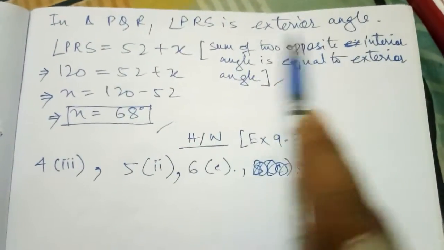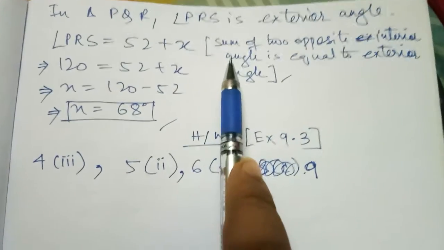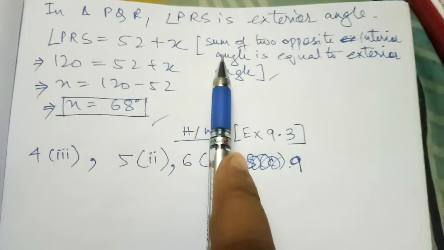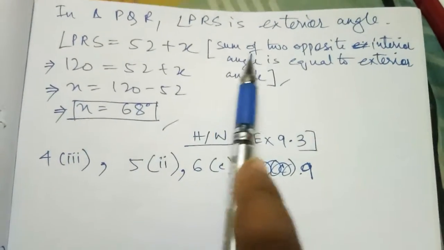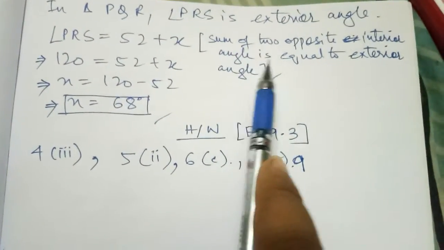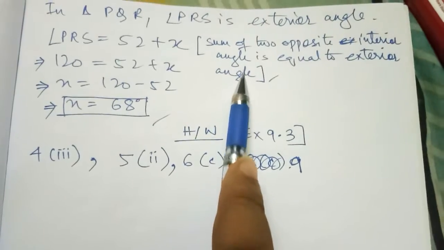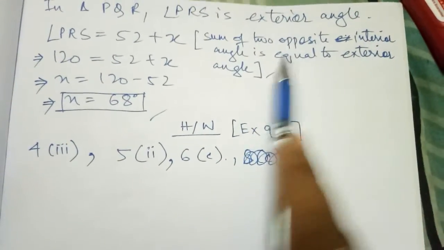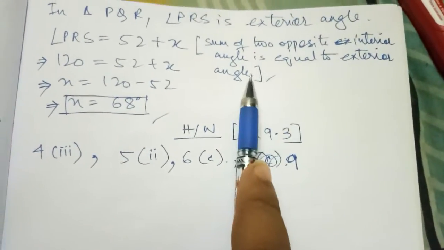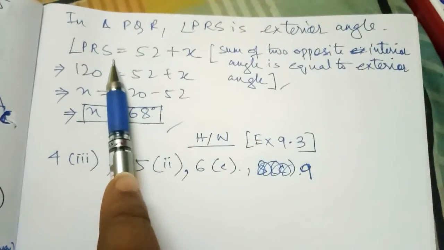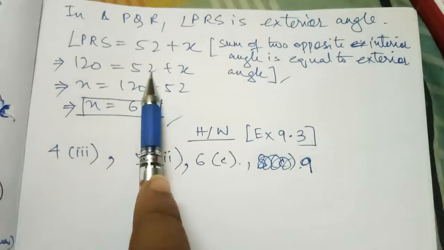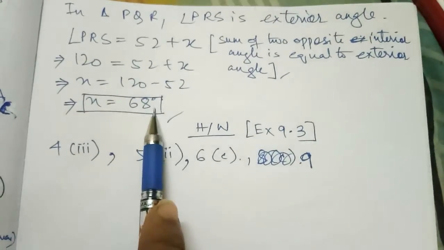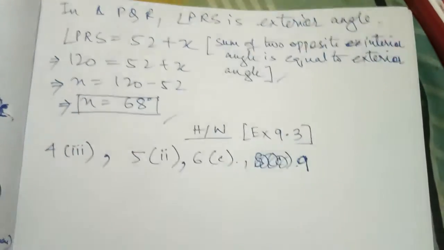Angle PRS is an exterior angle. You know this part also, from lines and angles in the previous classes, might be class 7. The sum of two opposite interior angles is equal to the exterior angle. The sum of two opposite interior angles is equal to the exterior angle. Then from here angle PRS equals 52 plus x, then 120 equals 52 plus x, and now we get x equals 68 degrees.